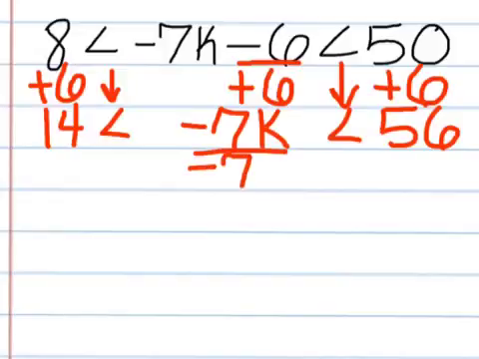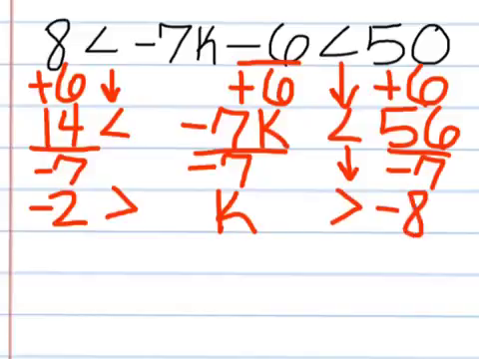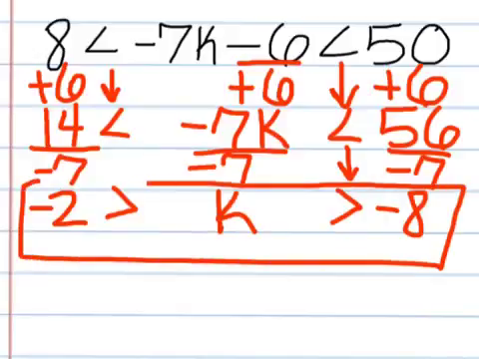Divide by negative 7. Alright, we want to divide by our coefficient, which is negative 7. 14 divided by negative 7 will give us negative 2. We've divided by a negative, so we're going to flip our inequality. In the middle we'll have k. Again, we divided by a negative, so our inequality will be flipped. 56 divided by negative 7 will be negative 8. So our final answer will be negative 2 is greater than k, which is greater than negative 8.